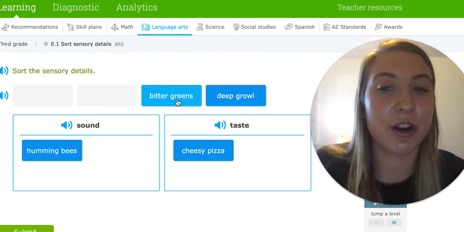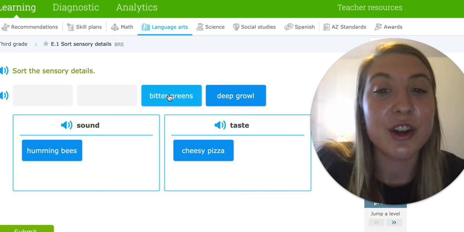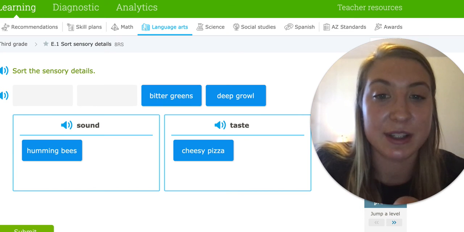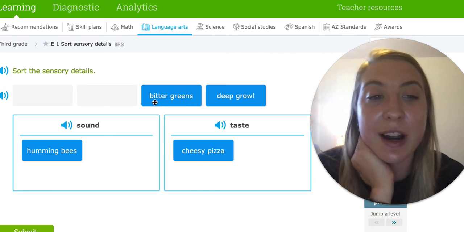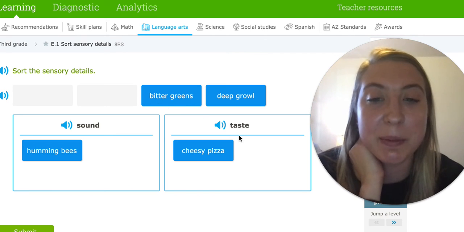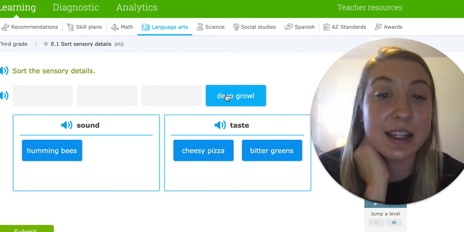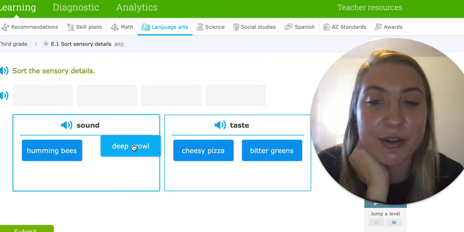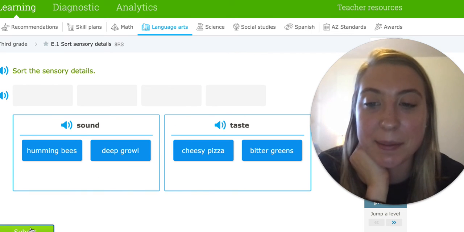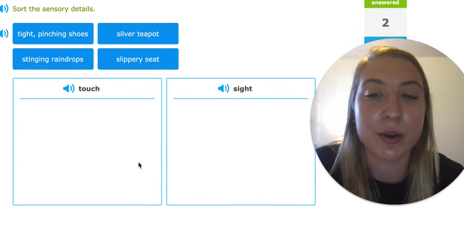After you read it, you have to think, which of the five senses am I using for our nouns? Greens is our noun because it's a food and bitter is our adjective describing it. So it would be taste because that's something you can eat. And then a deep growl, is it something that you hear or that you taste? It goes under our sound, and then you press submit and it says good work. So just make sure that you're sorting the sensory details.